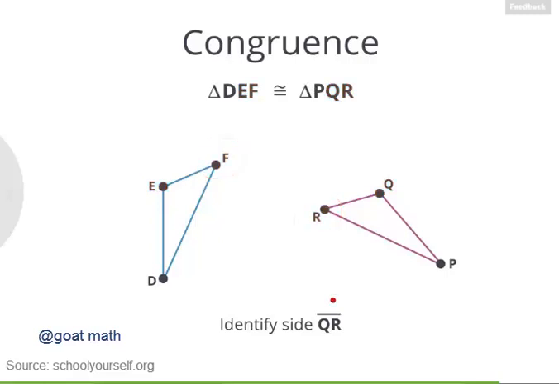So which side is line segment QR? That's this side over here. You might have noticed that QR corresponds to this side over here, EF. And you can actually see that using this expression. Remember, the order of these points matches the order of these points. So just from this expression, you can see that line segment EF must be congruent to QR because they have matching places in these names.